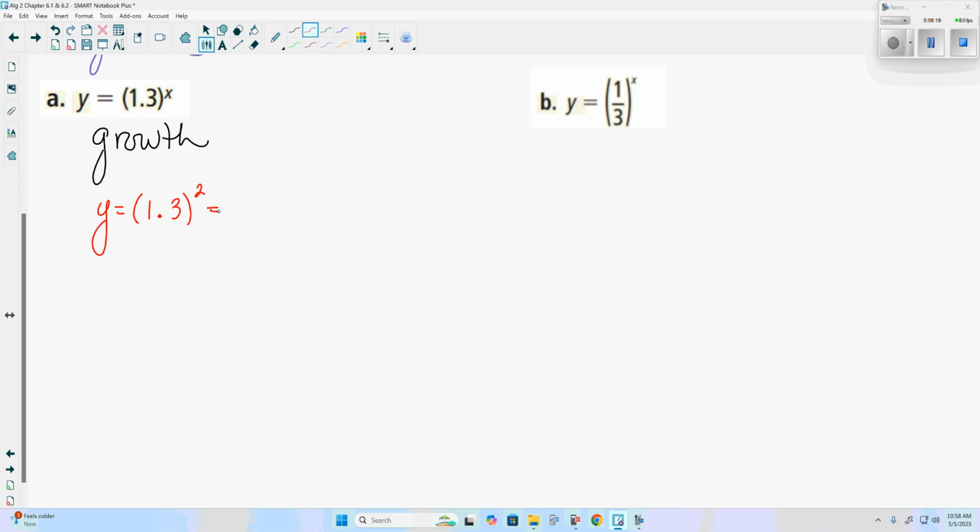Then we can evaluate it when x is 2, so we're just replacing x with 2. So 1.3 squared is 1.69.